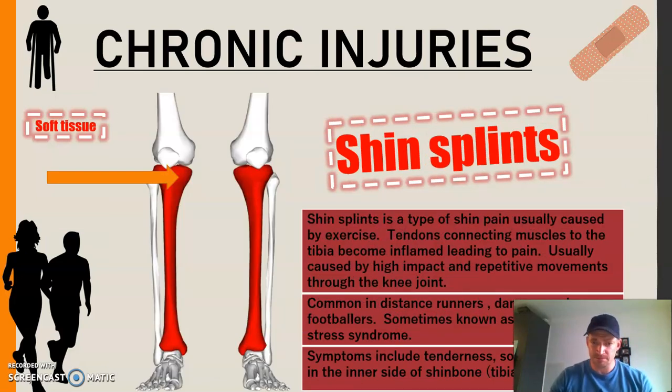Shin splints. Shin splints is a type of shin pain usually caused by exercise. Tendons connecting muscles to the tibia become inflamed, leading to pain. Usually caused by high impact, again, repetitive movements. It's a soft tissue injury because it's towards that tendon, but it's a chronic injury because it happens over time. It's common in distance runners, dancers, footballers, sometimes known as medial tibial stress syndrome. It includes tenderness, soreness, just below that knee joint.